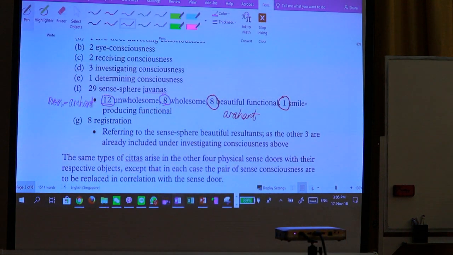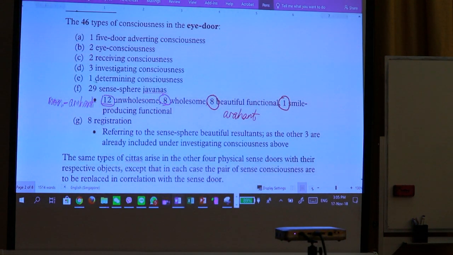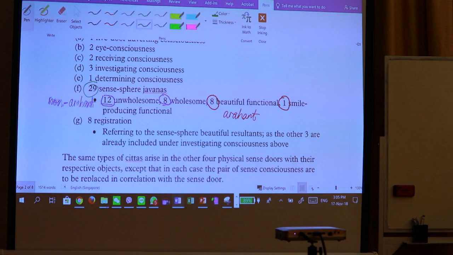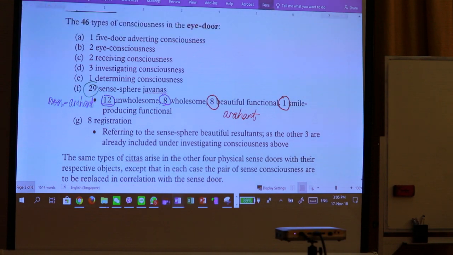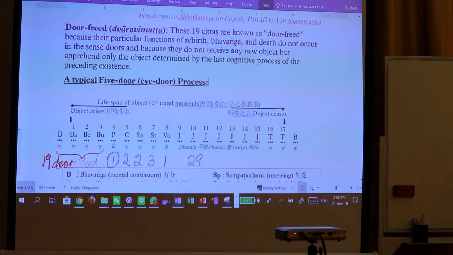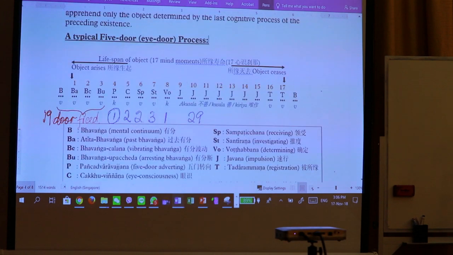Now do you remember? Yeah. In the eye process, now we are talking about the eye process. In the eye process, we know the one is the adverting mind. After that, 2 eye consciousness, 2 receiving, 3 investigating, 1 mind adverting, and 29 javana. Next one, registration, tadarammana. Okay, tadarammana.